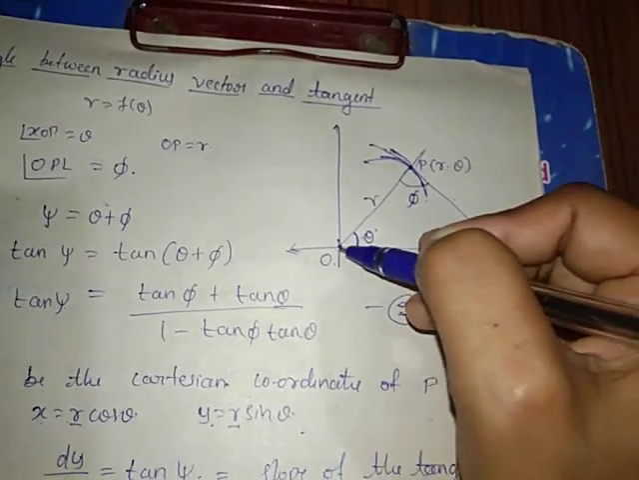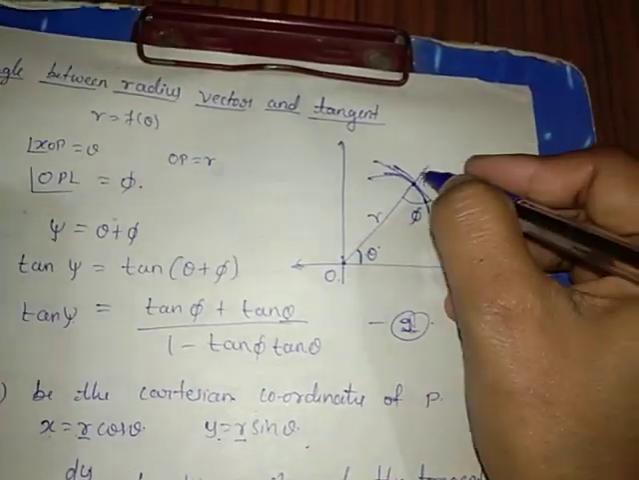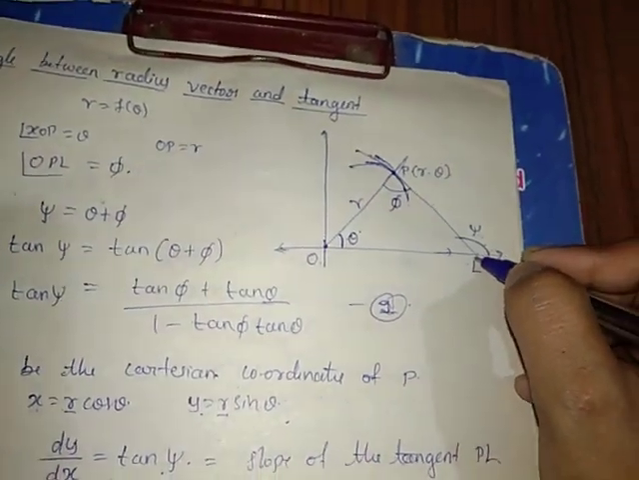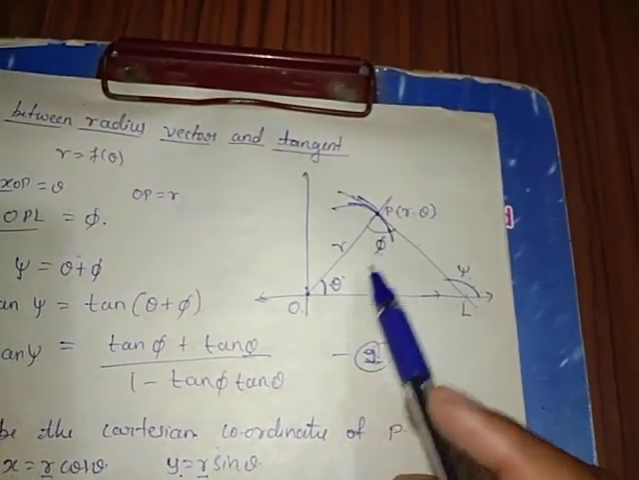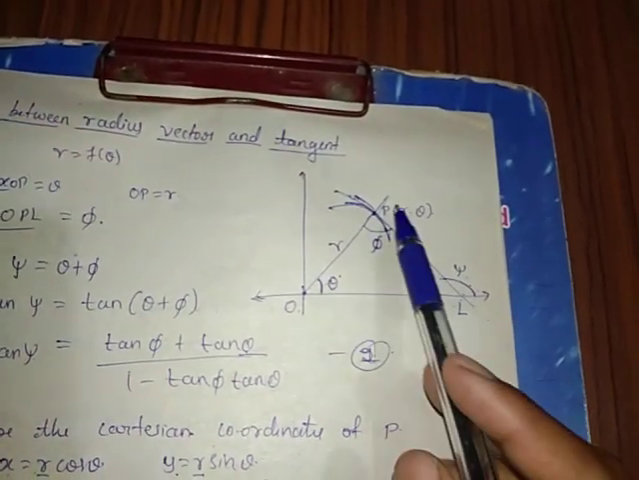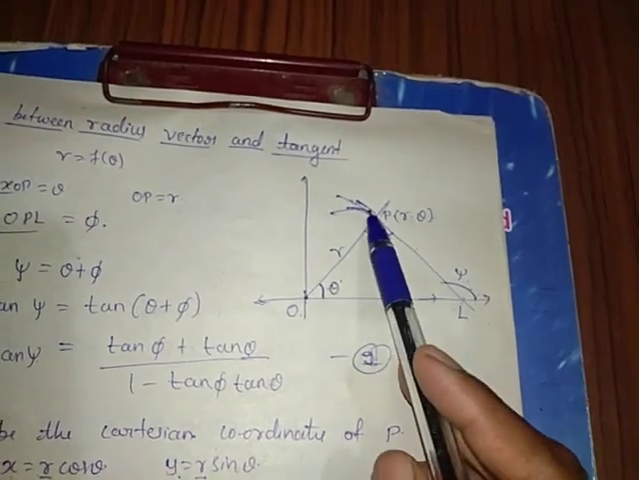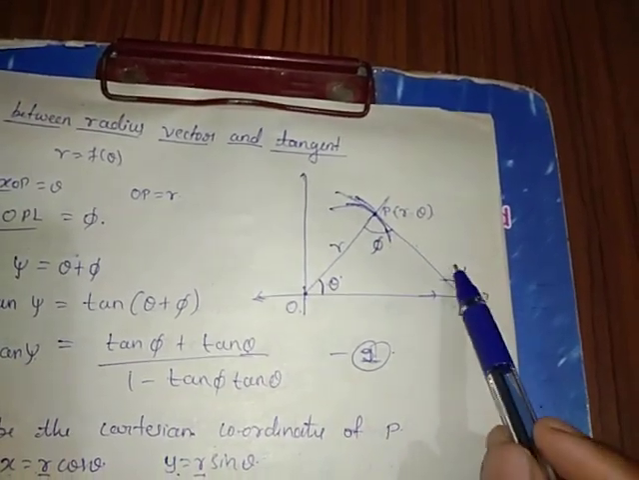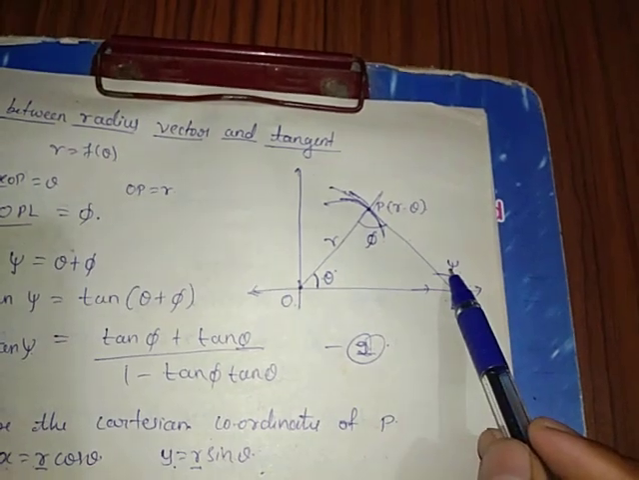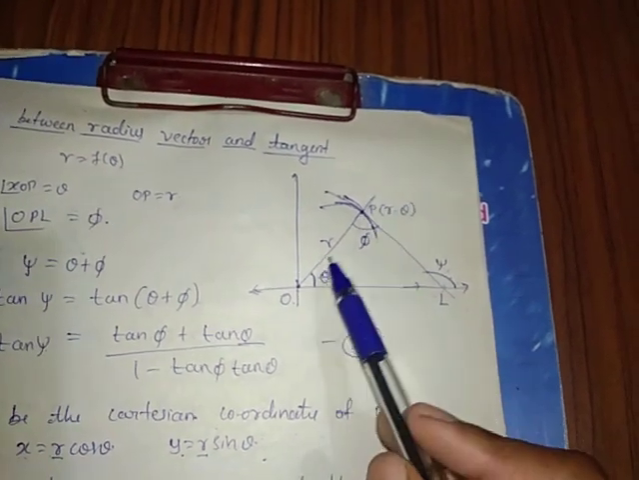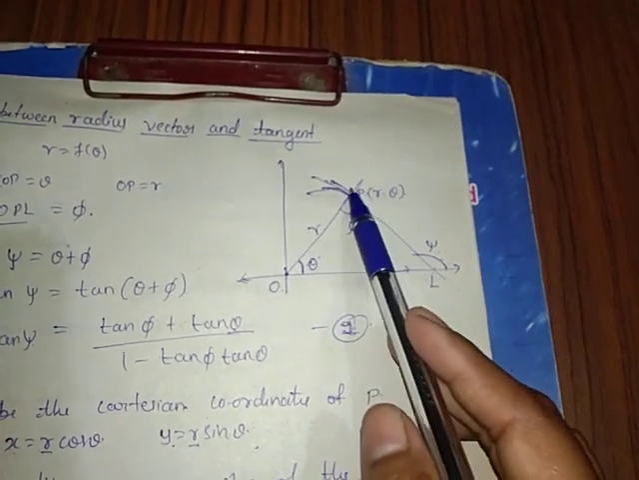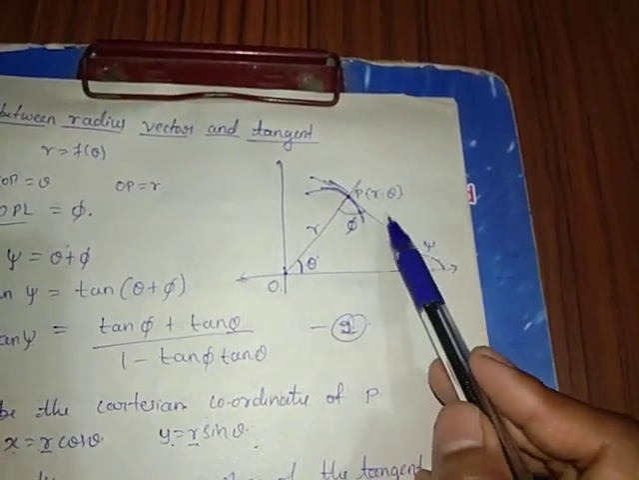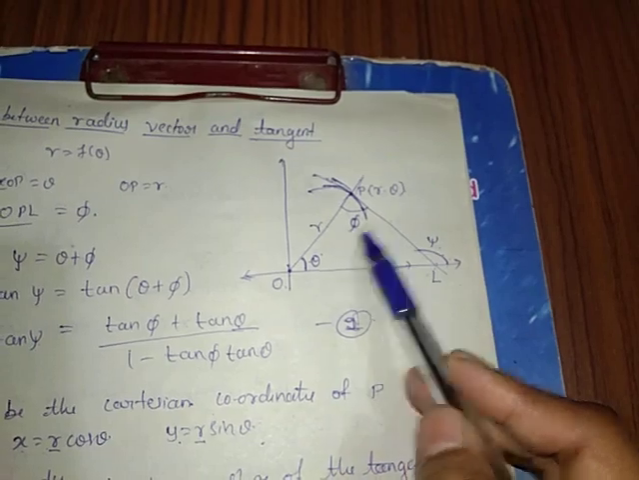Join the point P to the origin O and draw a tangent PL to the curve. The angle of the tangent to the x-axis will be xi. The angle of the radius vector with the x-axis will be theta. The angle between the radius vector and the tangent will be phi.